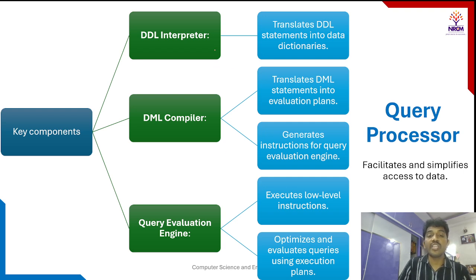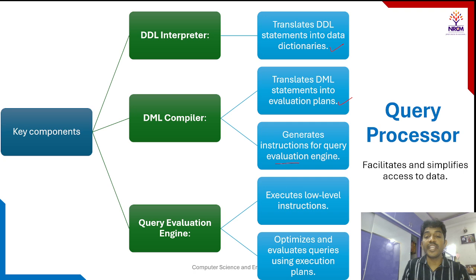The DDL interpreter here translates the DDL statements into the data dictionaries. For example, if you want to create a table, this is going to be converted into the dictionaries, and the dictionaries are going to store the metadata. And DML, data manipulation, translates the DML statements into the evaluation plans and generates the instructions for the query evaluation engine. Got it?